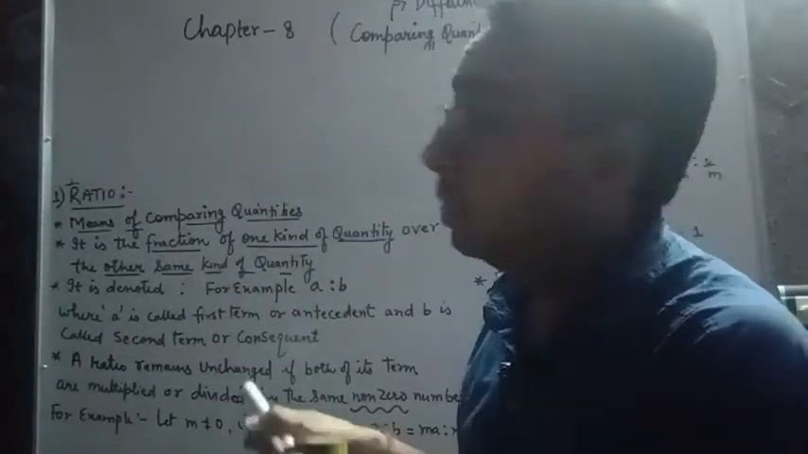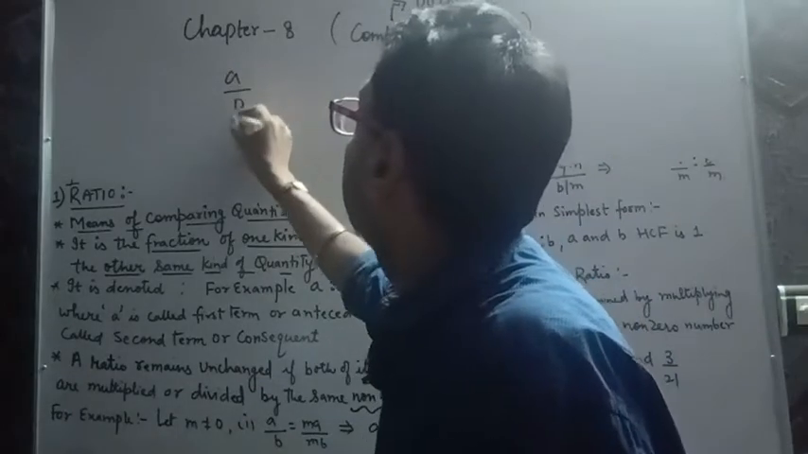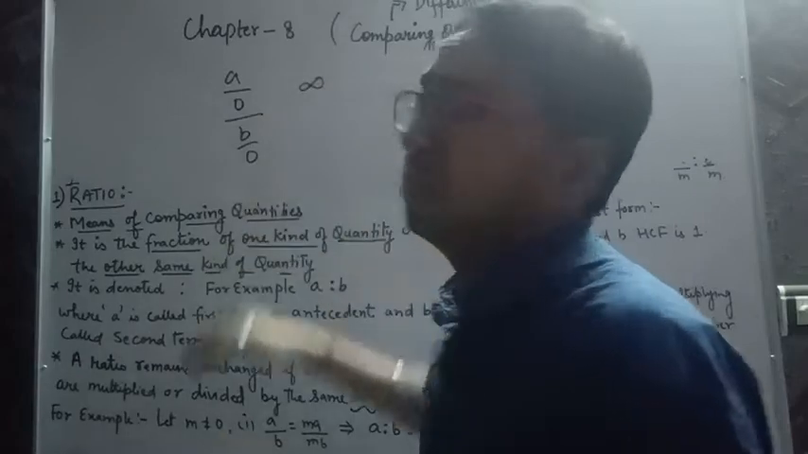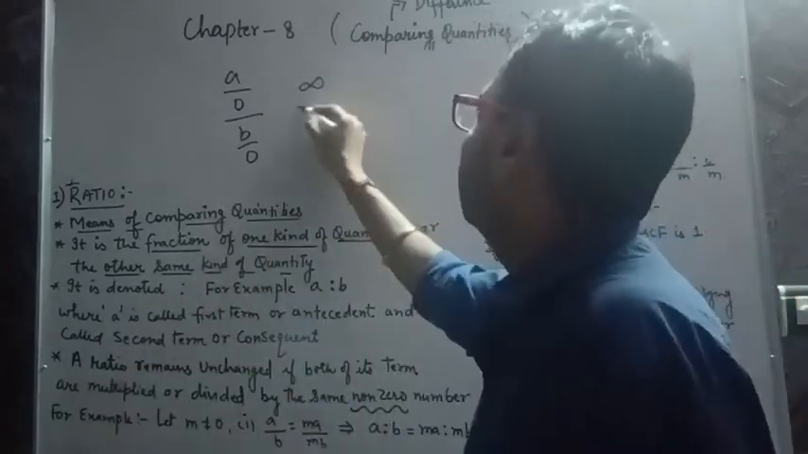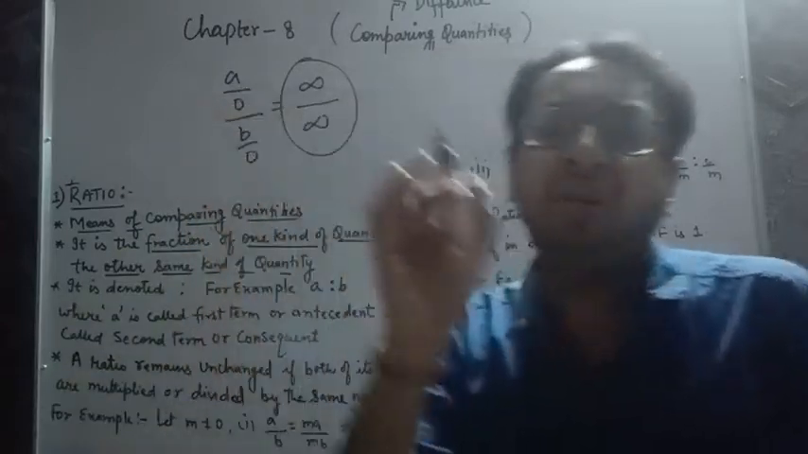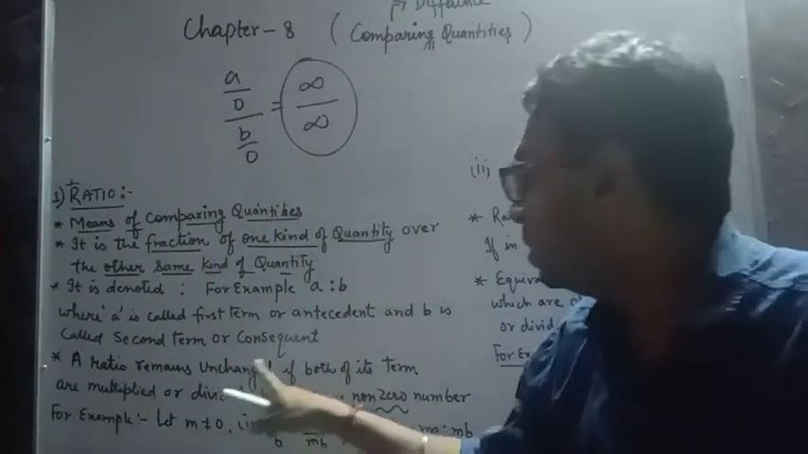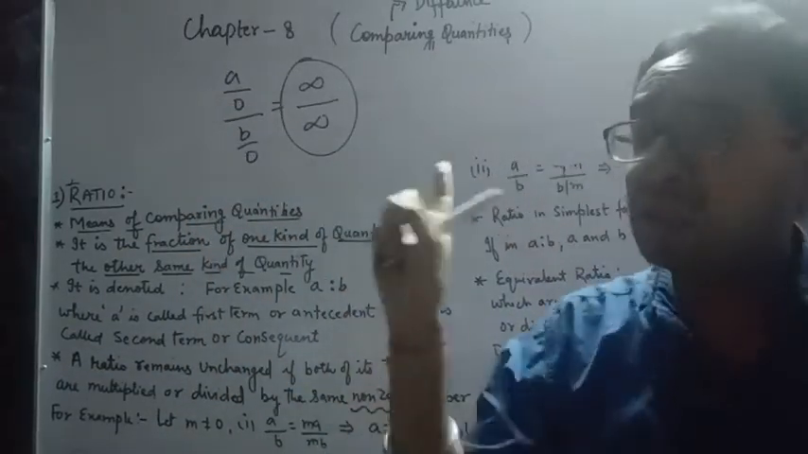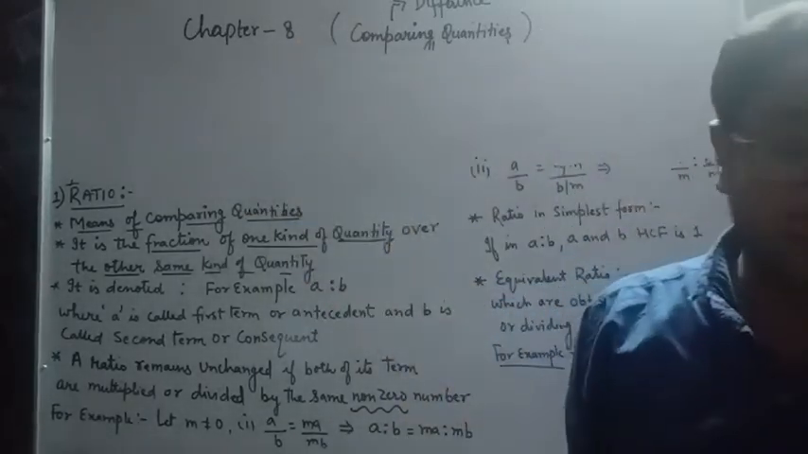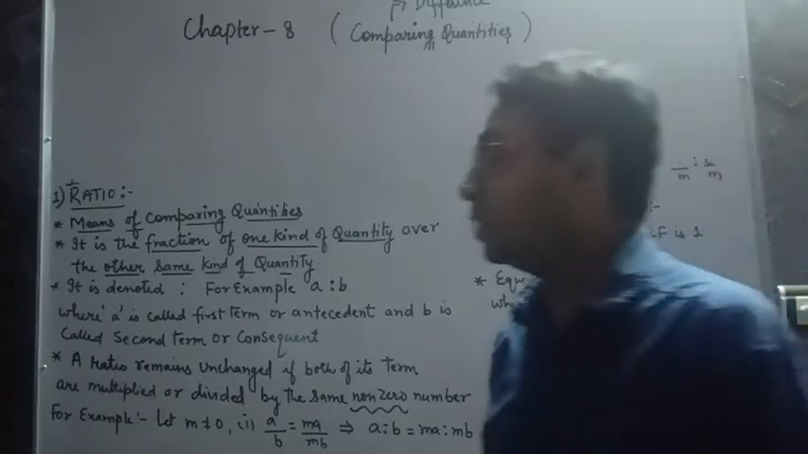Secondly, if I talk about divide, A divided by 0 and B divided by 0. Anything divided by 0 is infinity, which is not defined. Again, infinity upon infinity, again this is undefined form, indeterminate form. That is why the number cannot be 0. That is why we consider a non-zero number. Clear with this, everyone?